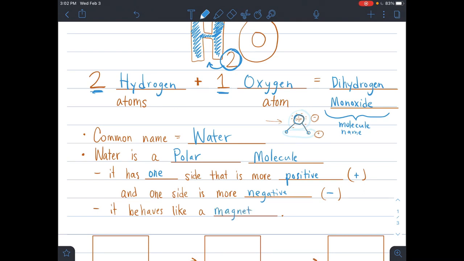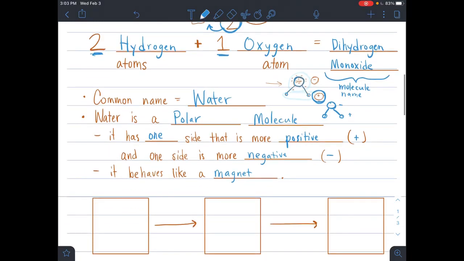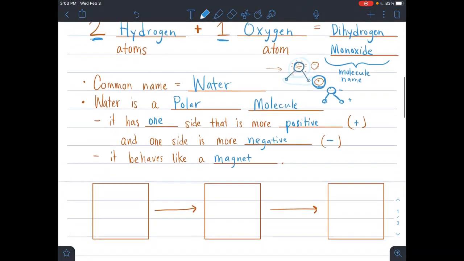So when water is around other water molecules, it actually wants to pair up with those water molecules. And when it does, this more positive side of the water molecule is going to want to pair up with a more negative side of another water molecule. So we end up seeing, if that's another water molecule, they end up stacking in this fashion. So they actually are going to orient themselves in a very specific way because they're a polar molecule. One side is positive and one side is more negative.